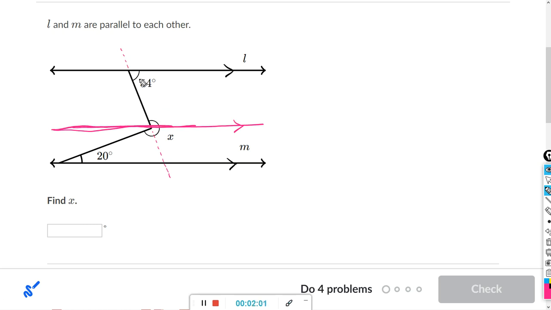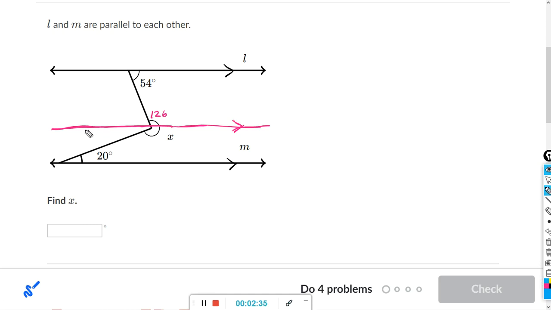So if this one is 54, this one right here is going to be 180 minus 54. That's going to give us 126. So I'm going to write that in here. I'll do the rest in a different color.